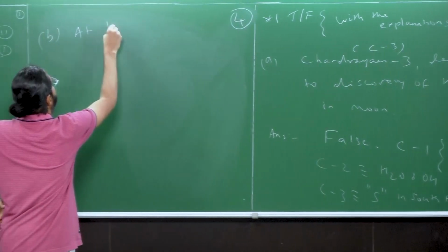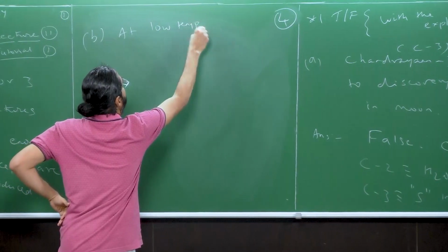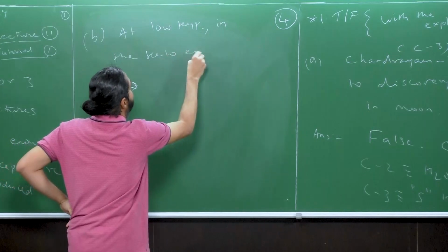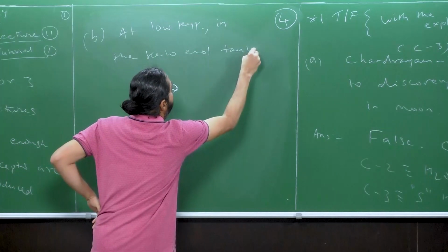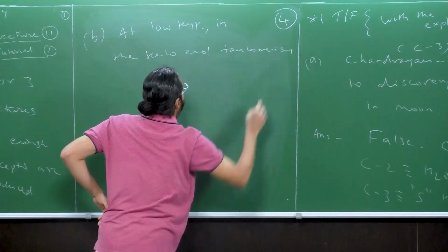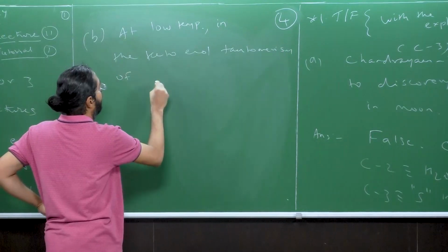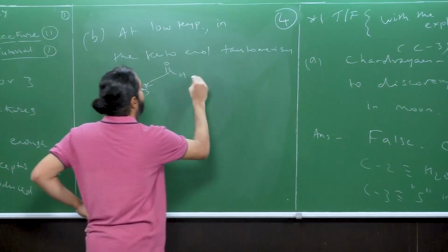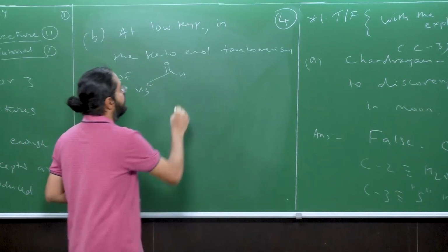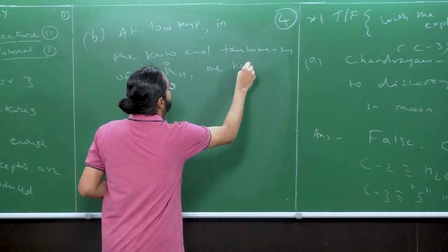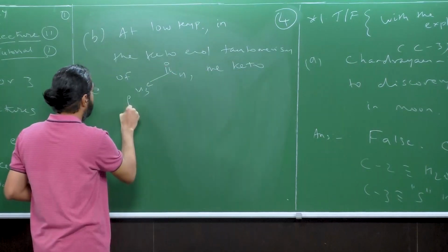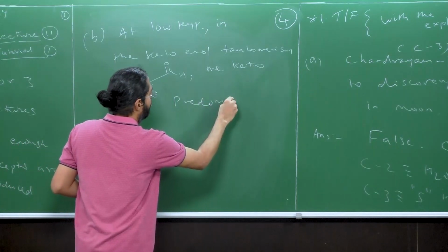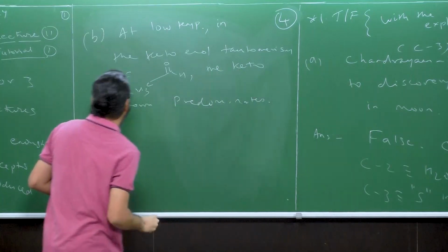At low temperatures in the keto-enol tautomerism of acetaldehyde, this is the molecule, acetaldehyde, the keto form predominates. What is the answer?